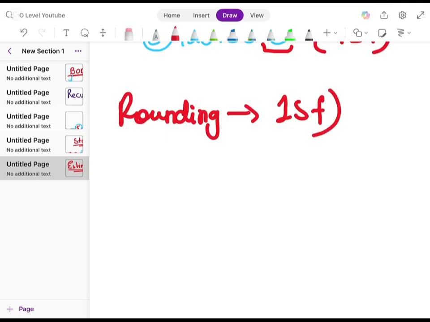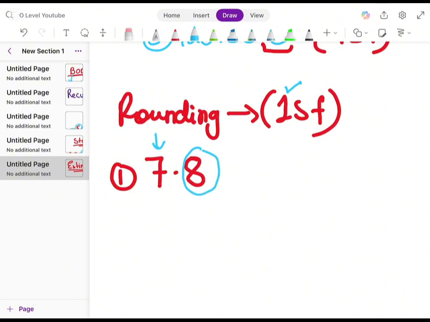Now the question is, I have to round off the value to one significant figure. For example, the value is 7.8. Now I need to round off that value to one significant figure. So the first significant figure is 7. After that number, I have 8. If the number is bigger than or equal to 5, then just add 1. If the number is less than 5, then do nothing.